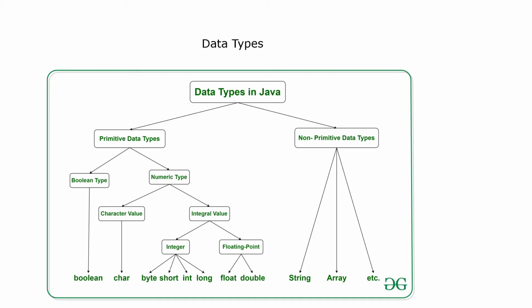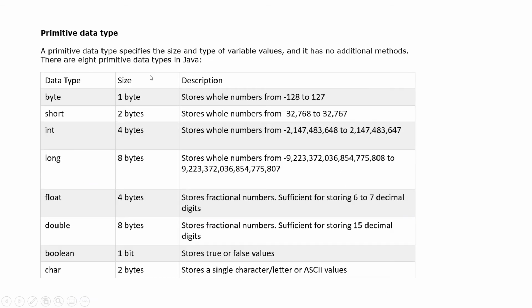On the other hand, non-primitive data types are also called reference data types. Here they are arrays, strings, objects, etc. Let us look into the primitive data types.